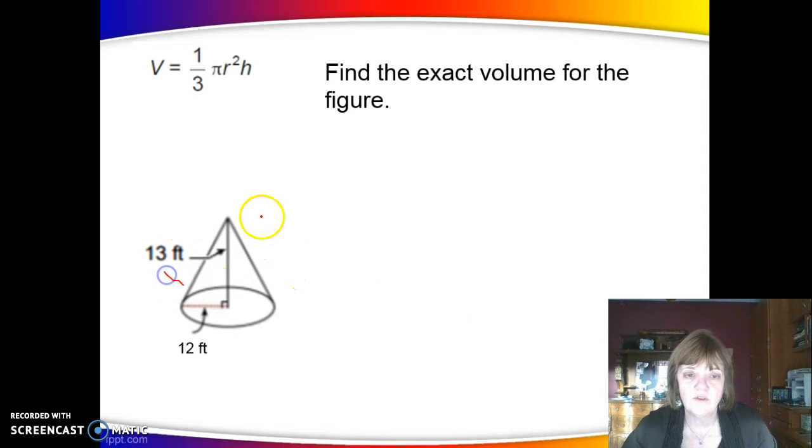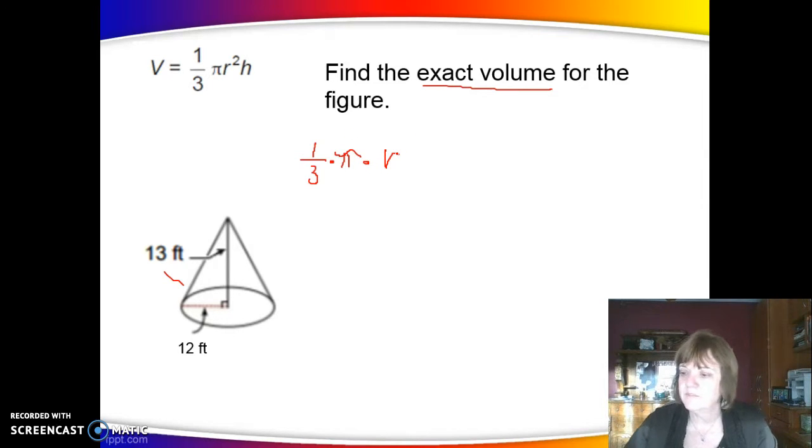I'm going to fill in everything like I've been doing. So we've got 1/3 pi, which we are going to leave as pi because I want to go with the exact volume. If I try to multiply that pi, I definitely won't have an exact answer. So we're going to see if we can end up. Whoops, I did it again with the r squared. I wanted to write in the 12 there. Let me get rid of that.